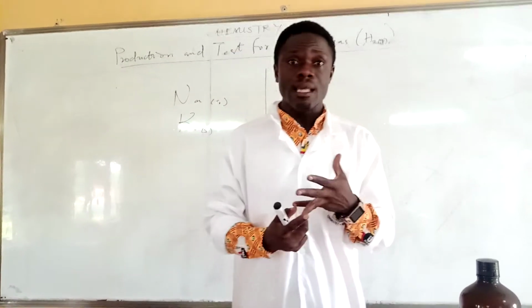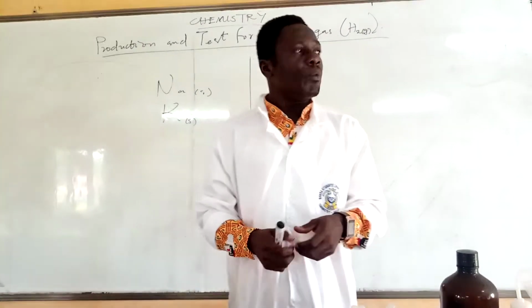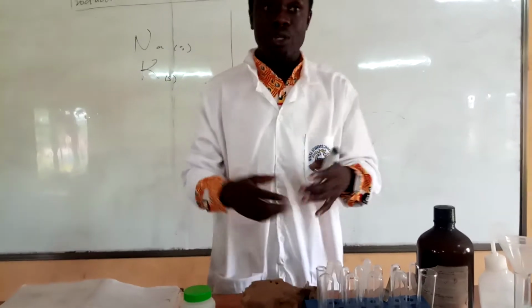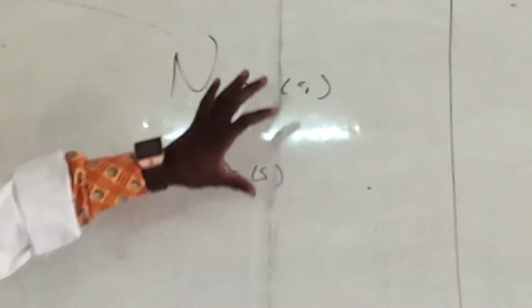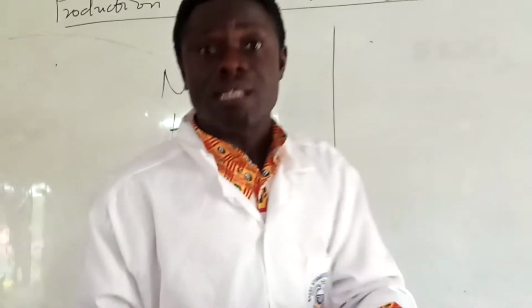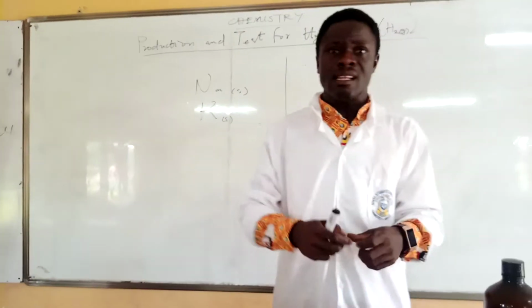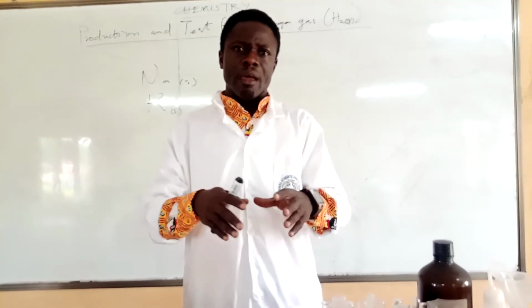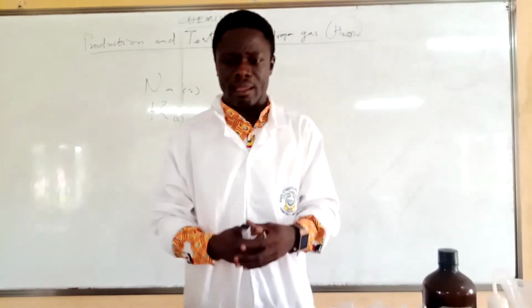Now, in the laboratory preparation of hydrogen gas, we use metals such as zinc metal, magnesium metal, and we can use iron. Now, we cannot use group 1 metals such as potassium and sodium. These metals react violently with mineral acid, and because of that I will not advise you to use potassium metal or sodium metal.